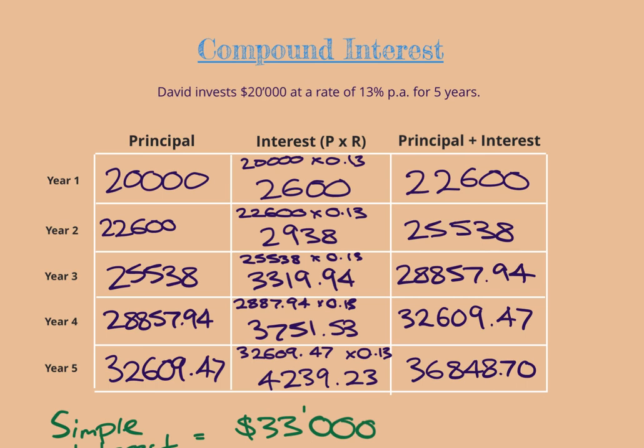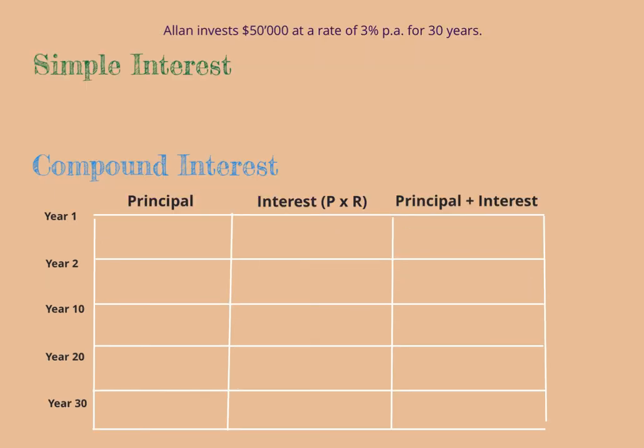So at the end of the 5 years, David would end up with $36,848.70, which is quite a bit more than what he would have earned through simple interest, where he would have only got $33,000. Now, compound interest makes the biggest difference when it's over a longer period of time. That is when the amount becomes really significant when compared to simple interest.